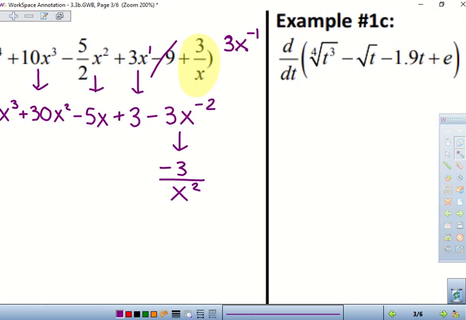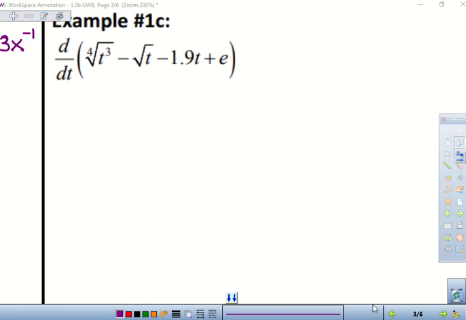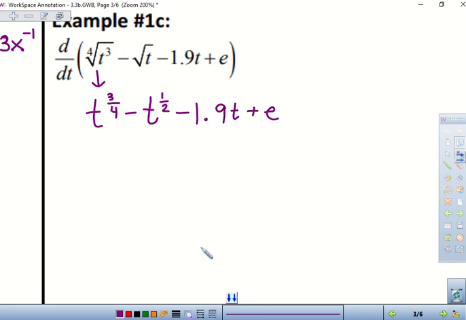Alright, next one. We're going to rewrite these as fractional exponents. How can I rewrite the 4th root of t to the 3rd as a fractional exponent? 3 over 4. Good. And the square root of t is going to become t to the 1/2. And that's going to be minus 1.9t plus e. Isn't e a constant though? It is a constant, yeah.